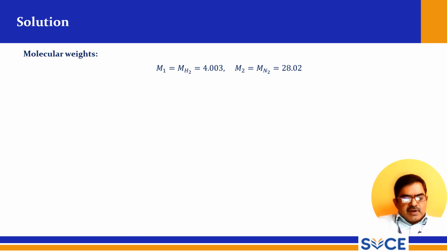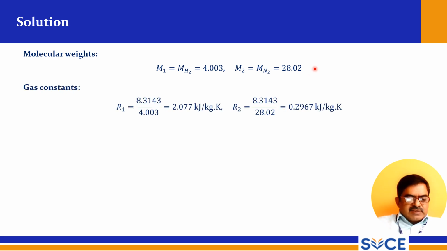So first one is molecular weights. So M1 equal to MH2, that is equal to 4.003, and M2 equal to MN2, that is equal to 28.02. And with that, gas constants R1 and R2 can be calculated. This is the universal gas constant, 8.3143, divided by M1, and we are getting 2.077 kilojoules per kg Kelvin. And similarly, R2 equal to universal gas constant divided by M2, that is equal to 0.2967 kilojoules per kg Kelvin.